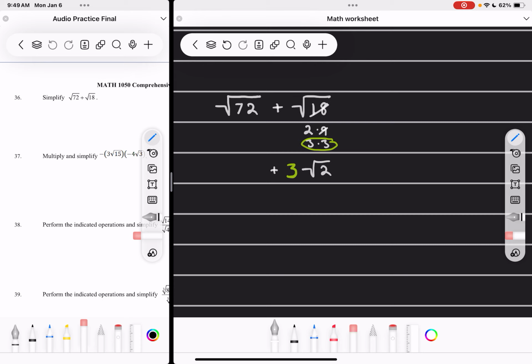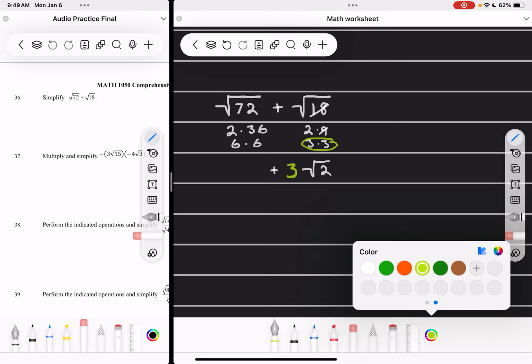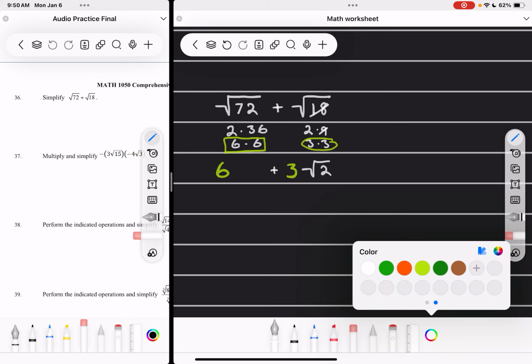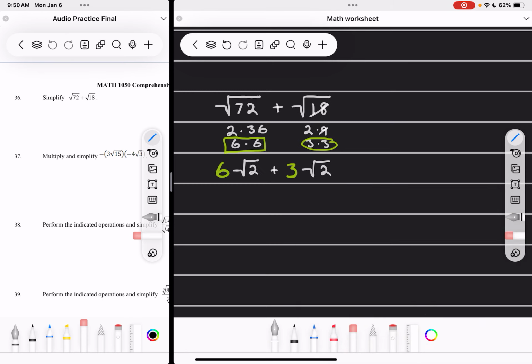So let's say 72 divided by 2 is what number? Well, that's 36. 36 is 6 times 6. So again, even though this is not the full tree method, we end up with a perfect square. So 6 comes out, and in the root, we are left with a 2.